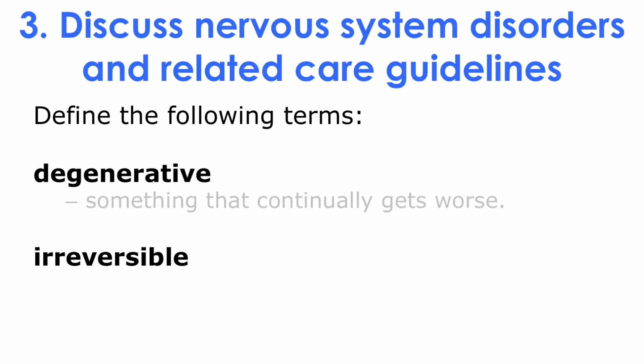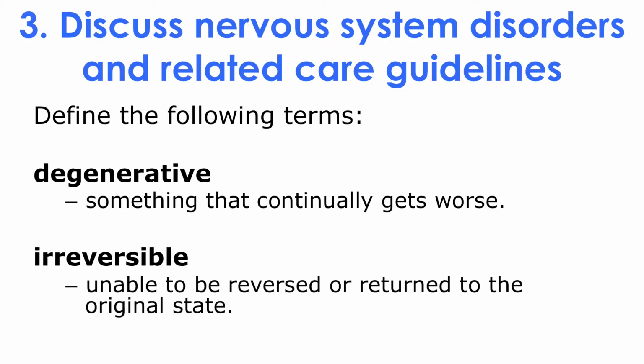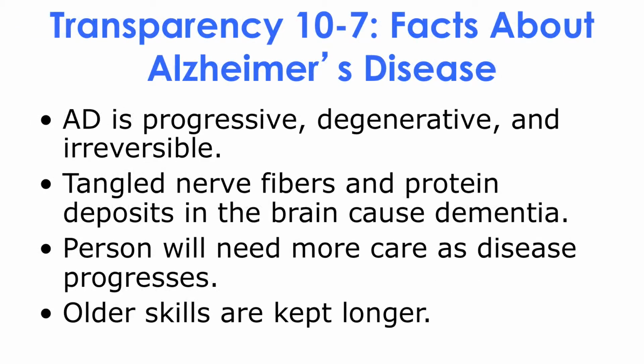Degenerative, on the other hand, is something that continually gets worse as well. And irreversible is unable to reverse or return to its original state. So if it's a disease, it's an irreversible degenerative disease. It's something that's going to continually get worse, yet you cannot change things and make it better and have it go back to its normal self. All right? So talking about Alzheimer's, we have to make sure that this is talked about, because a lot of clients that we're seeing do have Alzheimer's disease.